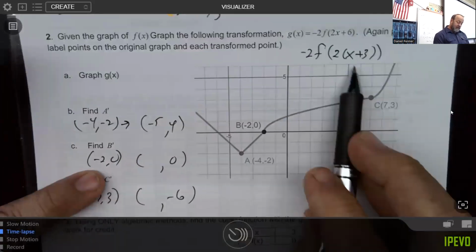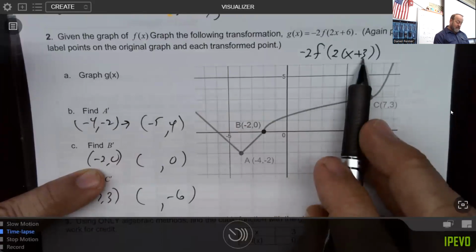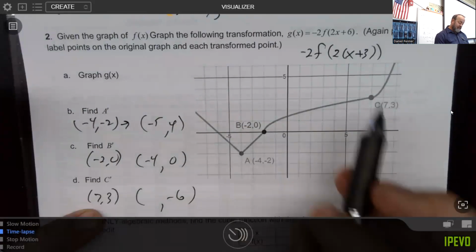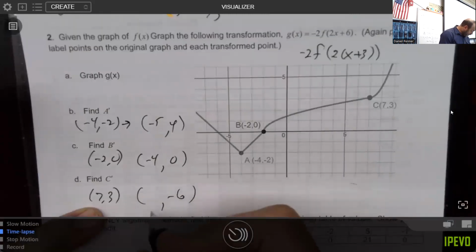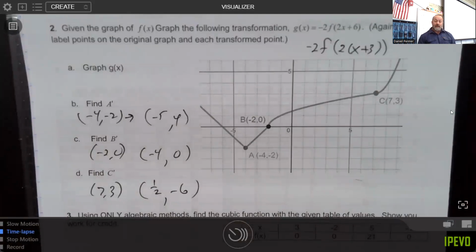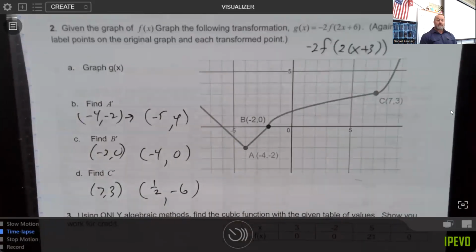Here, I'm going to take the x value, which is -2. I'm going to cut it in half, which gives me -1. And I'm going to shift it to the left 3, which is -4. And last, I'm going to take the 7. I'm going to cut it in half, which is 3.5. And I'm going to move it to the left 3, which gives me 1/2. So that's kind of how that's going to work. And I think that's all we need to do what we have.